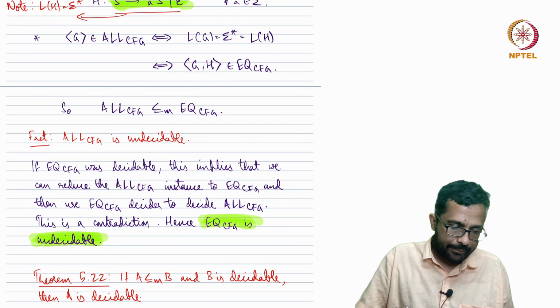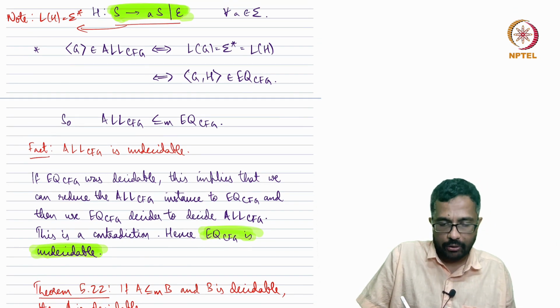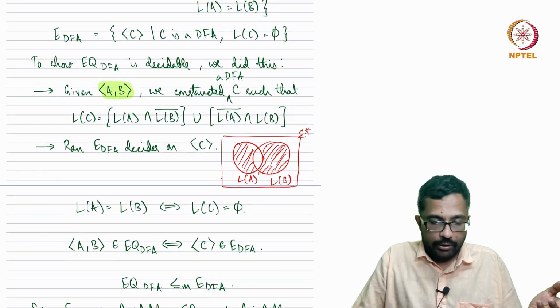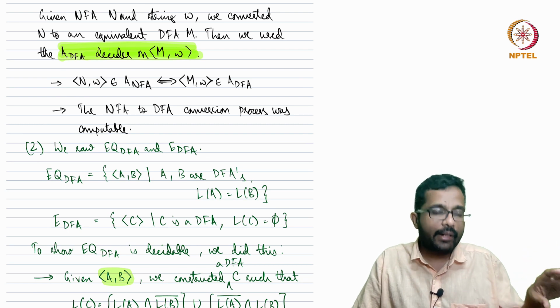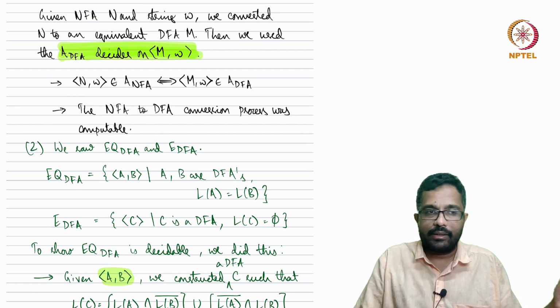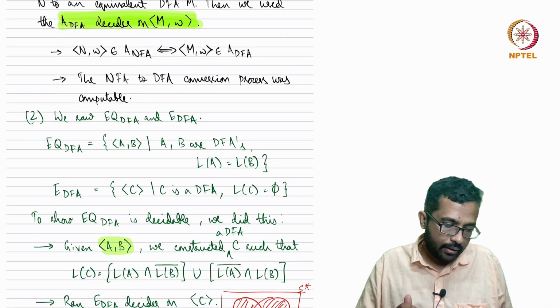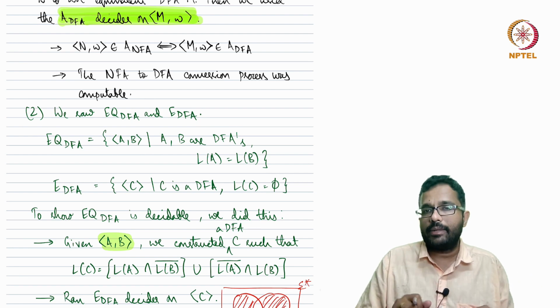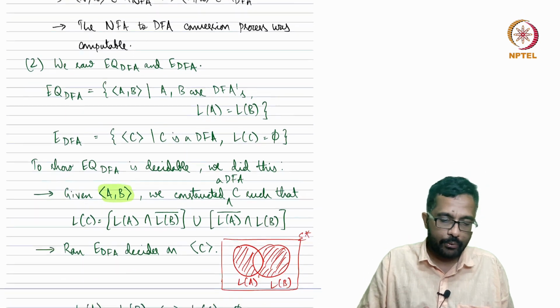Using this, we saw that assuming ALL-CFG was undecidable, EQ-CFG is undecidable. We also recalled two decidability proofs that we have already seen, the ANFA and EQ-DFA proofs. In fact we had used reductions there, but at that time we didn't have the framework for reductions. Now we are setting it in the framework and viewing them as reductions.